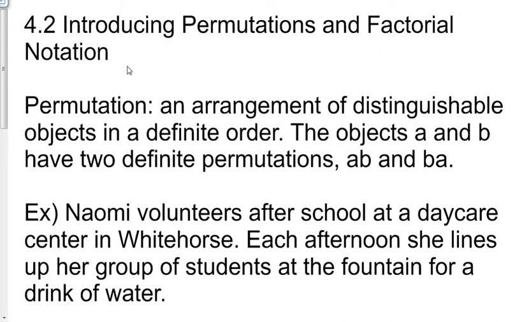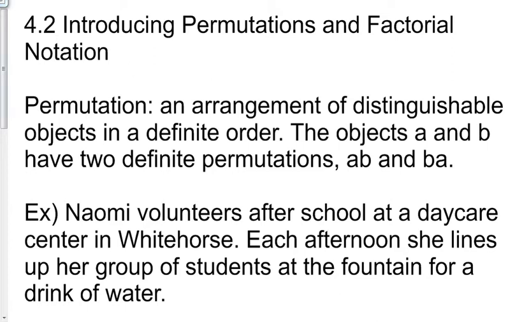Section 4.2, Introducing Permutations and Factorial Notation. A permutation is an arrangement of distinguishable objects in a definite order. For example, the objects A and B have two definite permutations. You can arrange them as AB, and you can also arrange them as BA.